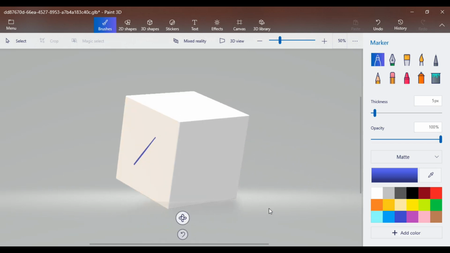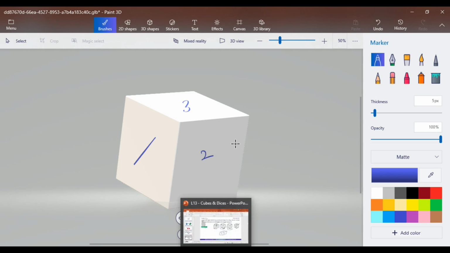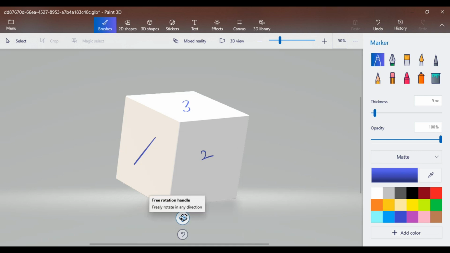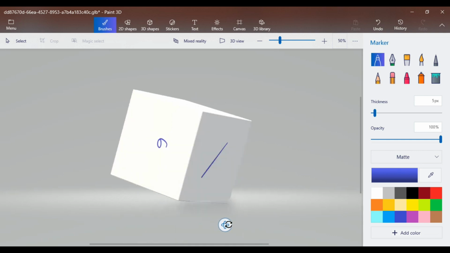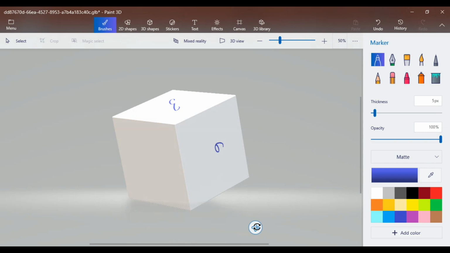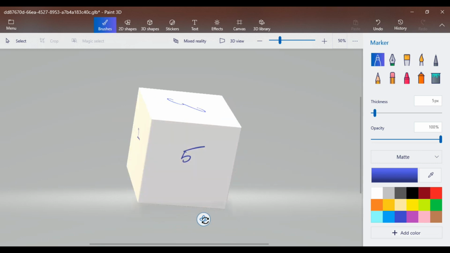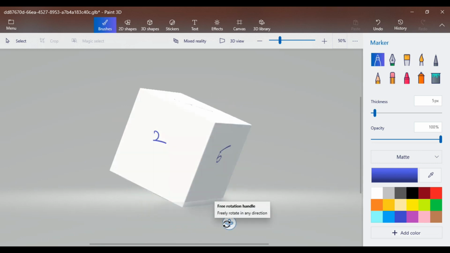So in the second image, 1, 3 and 2. In the third image, we have 3 in the top. In this side, we have 5. And they have rotated this image like this.